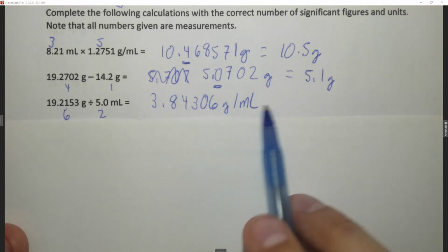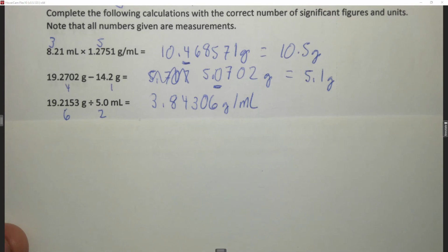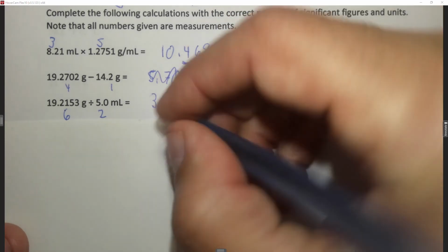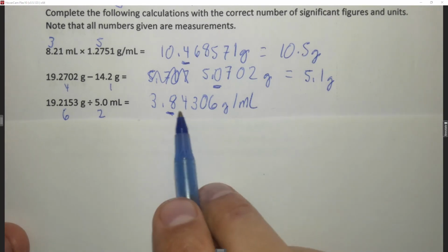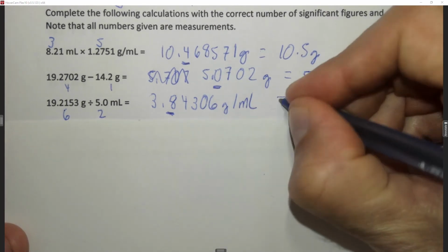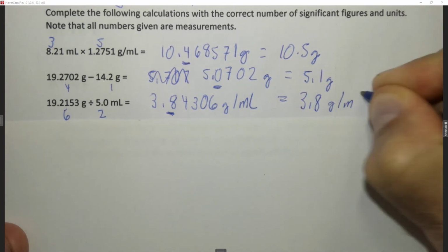So our answer should have two significant figures to match our least, in this case the volume, which is only 2 sig figs. So we go in 1, 2 digits for the second sig fig. That's the one we want to care about. Since this is a 4, we keep it the same, and we write our answer as 3.8 grams per milliliter.